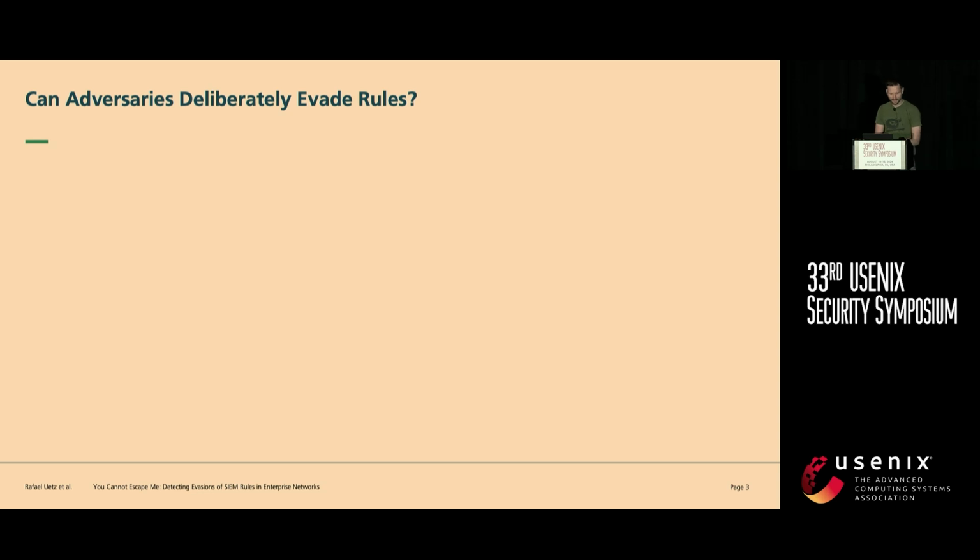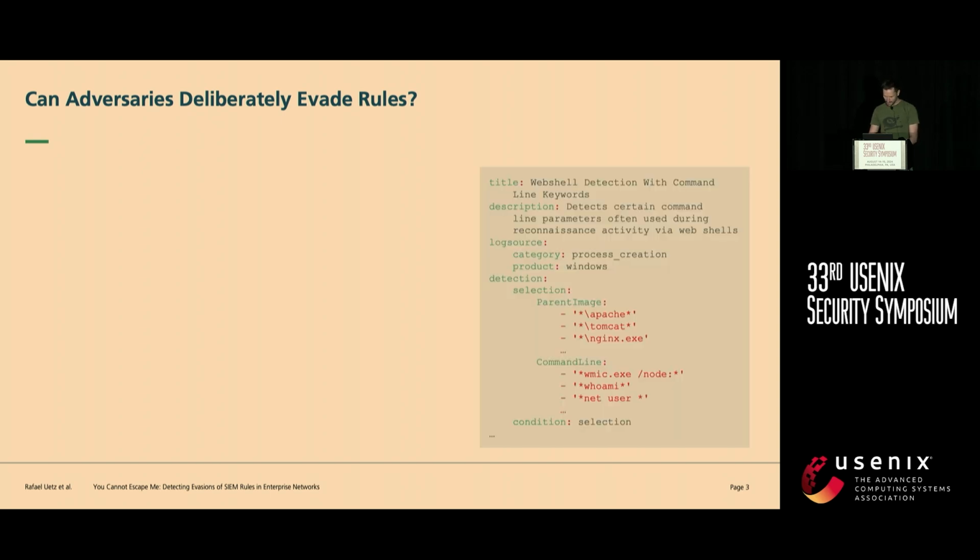So we asked ourselves, can adversaries deliberately evade such detection rules? And if I'm asking like that, the obvious answer is yes. Here we have an example Sigma rule. The description of this rule says, detects certain command line parameters often used during reconnaissance activity via web shells. And that's exactly what it does.